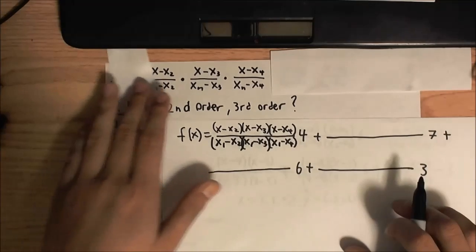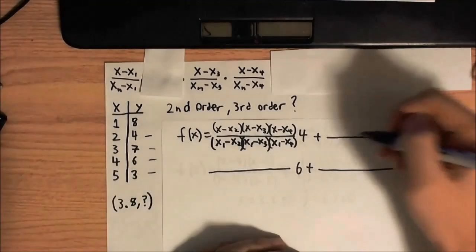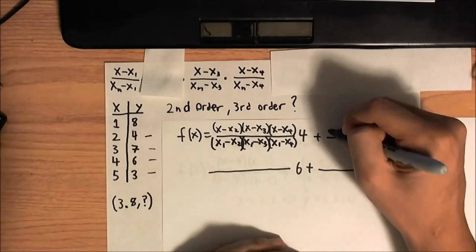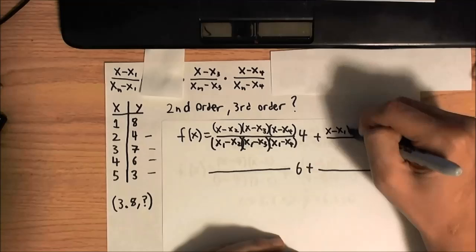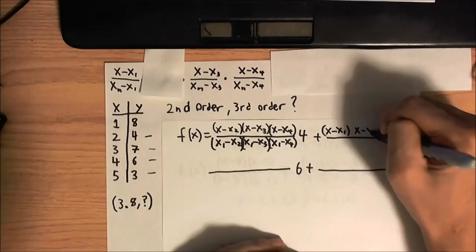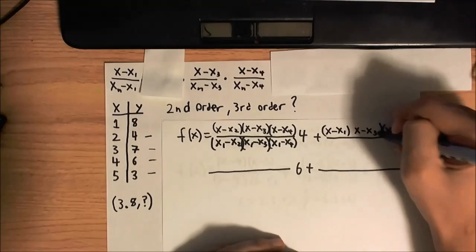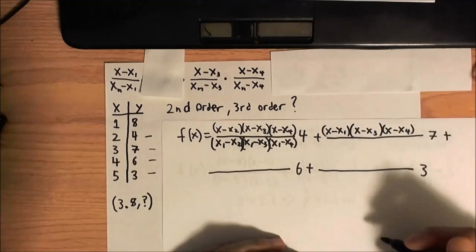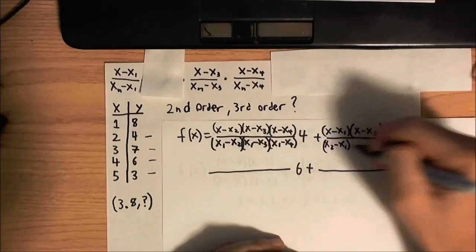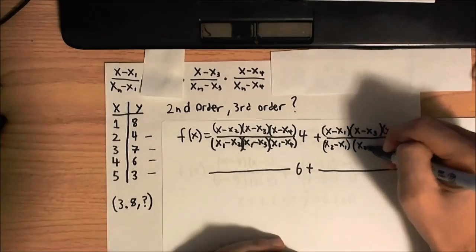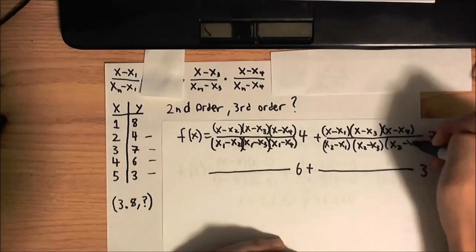For term 2, n equals 2, and we exclude the second term. So we say that the second Lagrange polynomial term will equal (x minus x sub 1) times (x minus x sub 3) times (x minus x sub 4). And likewise with the denominator, (x2 minus x sub 1) times (x2 minus x sub 3) times (x2 minus x sub 4).